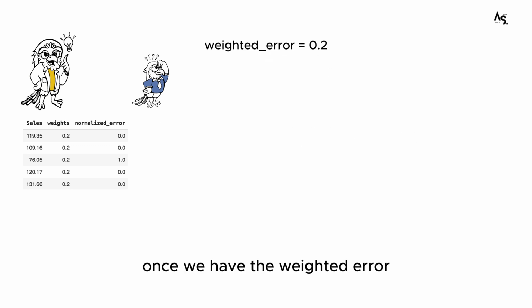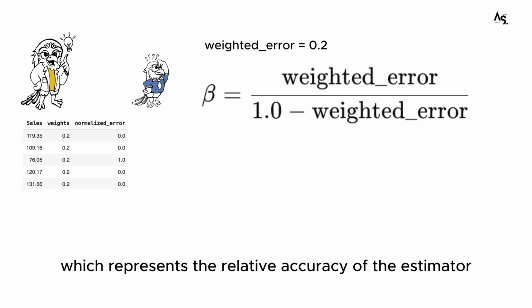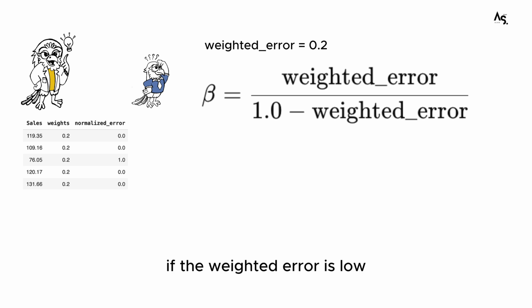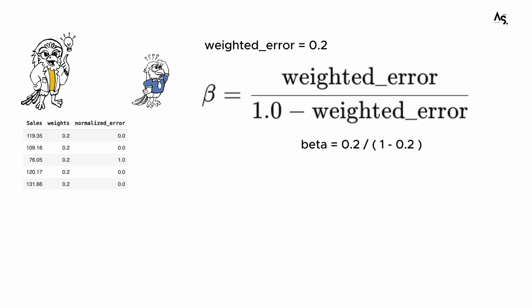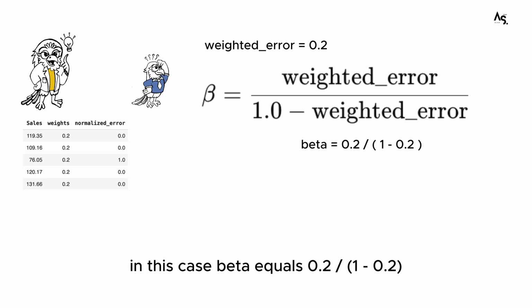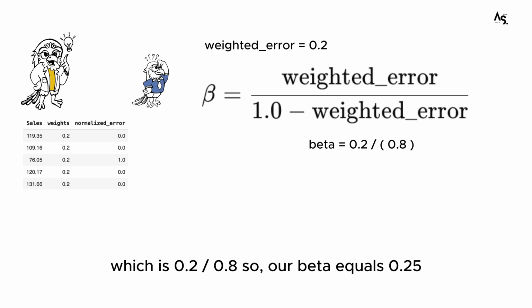Once we have the weighted error, we calculate beta, which represents the relative accuracy of the estimator. If the weighted error is low, beta will be a small value, indicating a strong estimator. If the weighted error is high, beta increases, signaling a weaker estimator. In this case, beta equals 0.2 divided by 1 minus 0.2, which is 0.2 divided by 0.8, thus our beta equals 0.25.